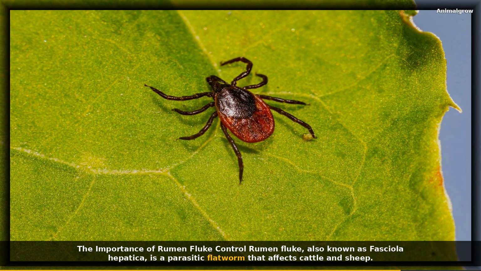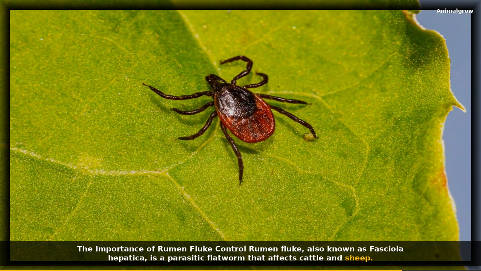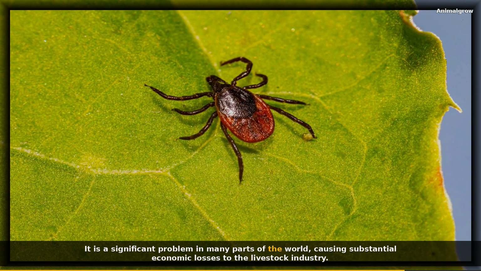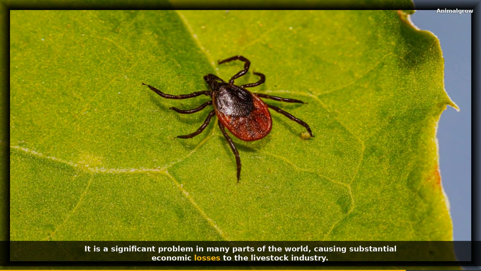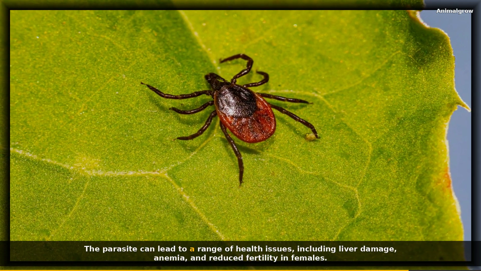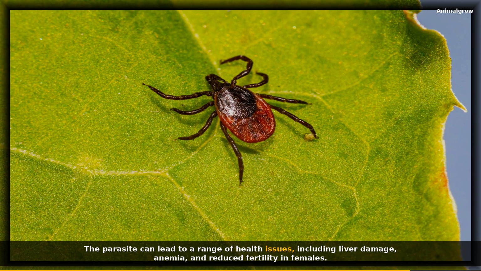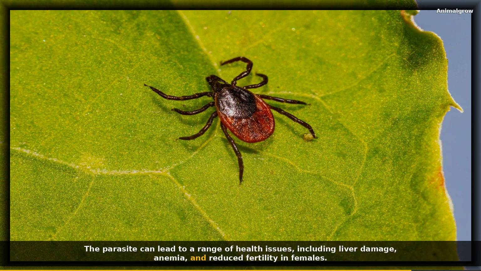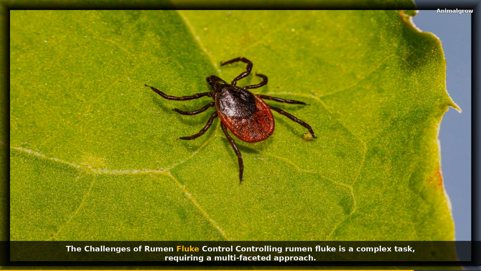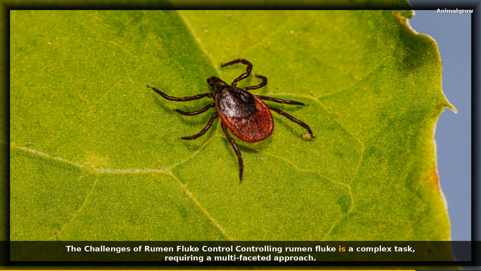The importance of rumen fluke control. Rumen fluke, also known as Fasciola hepatica, is a parasitic flatworm that affects cattle and sheep. It is a significant problem in many parts of the world, causing substantial economic losses to the livestock industry. The parasite can lead to a range of health issues, including liver damage, anemia, and reduced fertility in females.